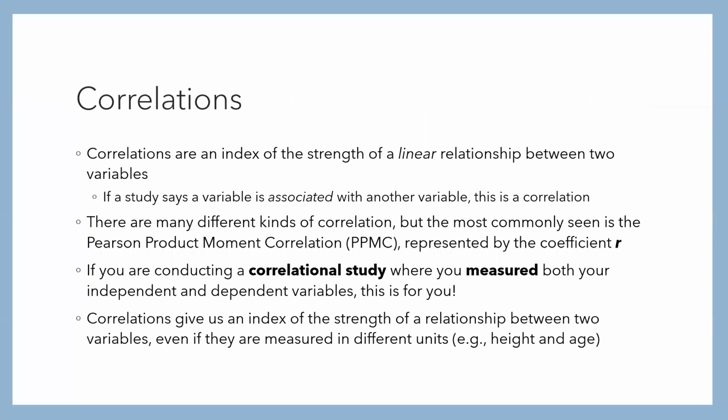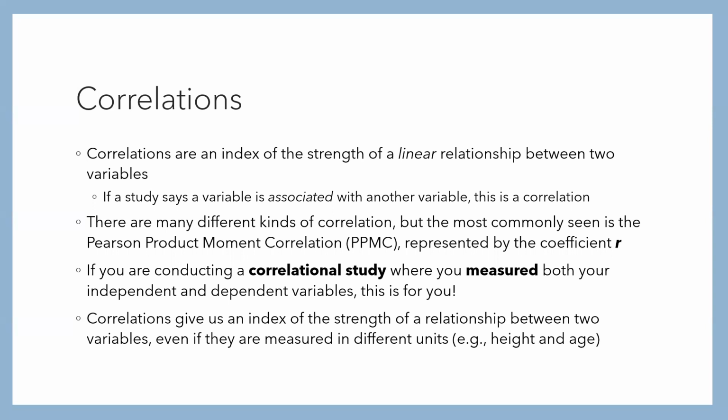Next, correlations are an index of strength of a linear relationship between two variables. You've definitely read journal articles that have made use of correlations before. If a study says that a variable is associated with another variable, that's a type of correlation. There are many different kinds, but the most commonly seen is the Pearson product moment correlation, or PPMC, which is represented by the coefficient R.